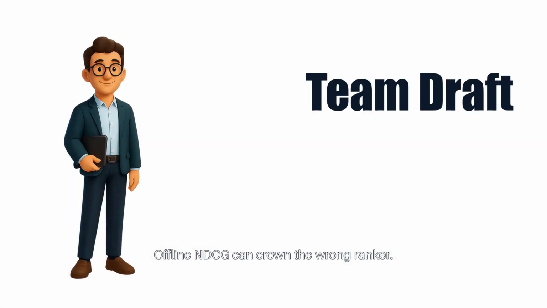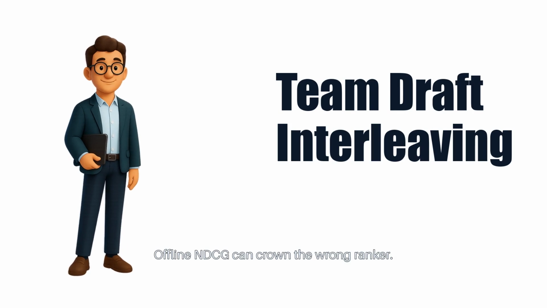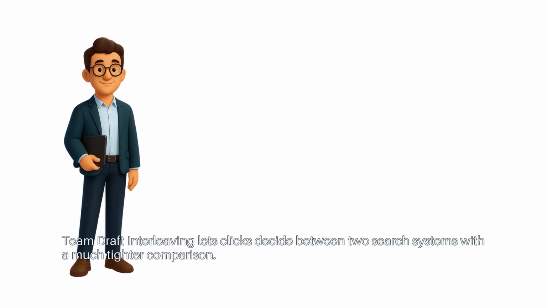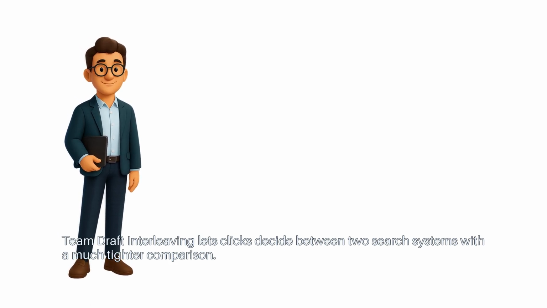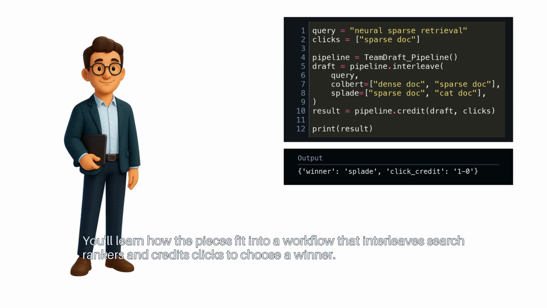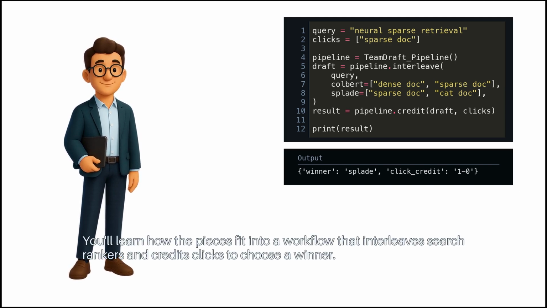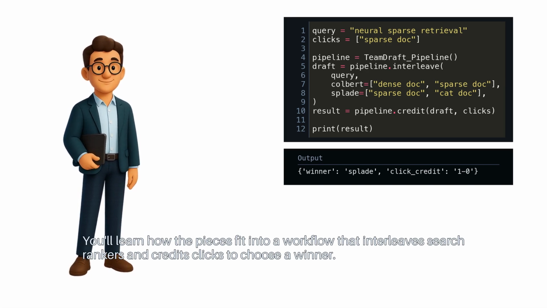Offline NDCG can crown the wrong ranker. Team Draft Interleaving lets clicks decide between two search systems with a much tighter comparison. You'll learn how the pieces fit into a workflow that interleaves search rankers and credits clicks to choose a winner.